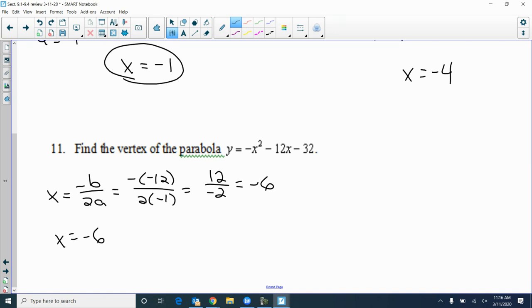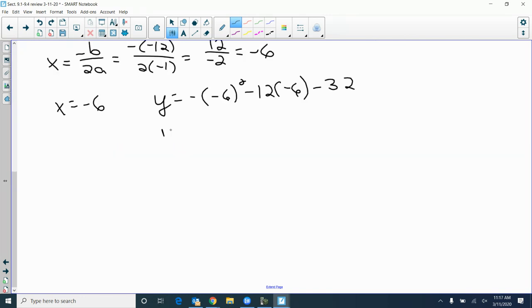Audrey, what'd you get for your y value? 4, good. So it should be -6 squared minus 12 times -6 minus 32. You should get 4. Now you're gonna write this as the point, -6, 4. You absolutely have to do that.